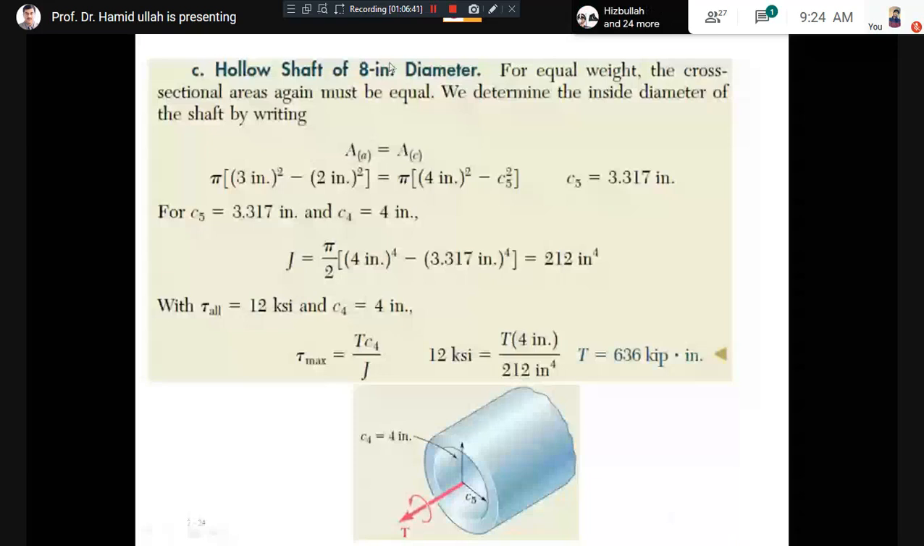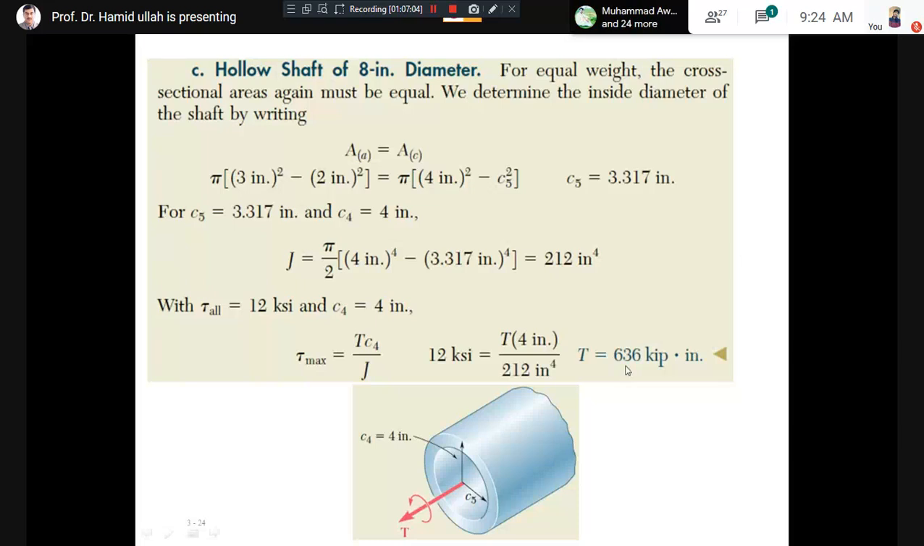So one equation, one unknown, and you can find c5, which is 3.317 inch. Once you get the radius, since it is a hollow shaft, you can get the value of J. And once you get J, the radius is already there, so you can put it in the formula and calculate the torque value. So if this is the option, then the torque which could be transmitted by this shaft will be equal to 636 kilo-pound inch.